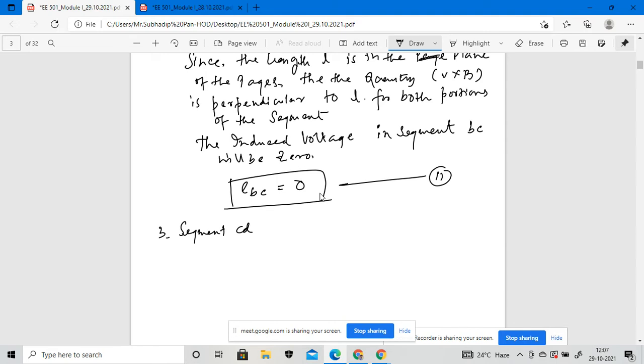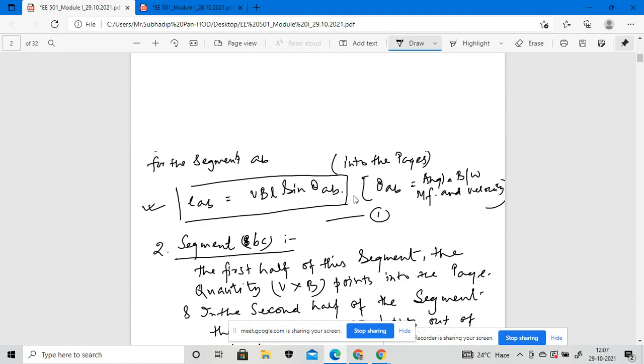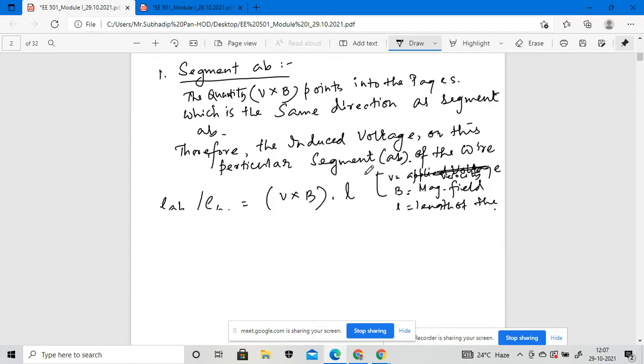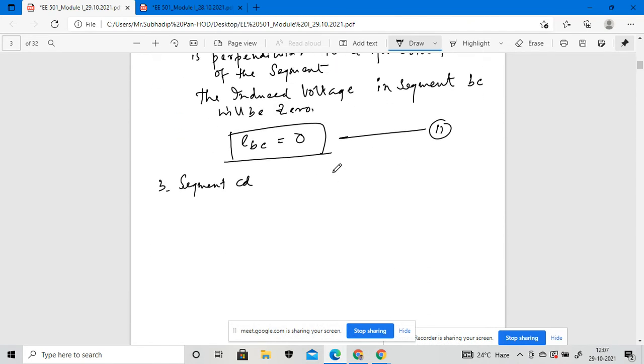Yes, so segment CD, right? Segment CD means only one portion will be there. So in this particular segment, what will be my induced voltage?